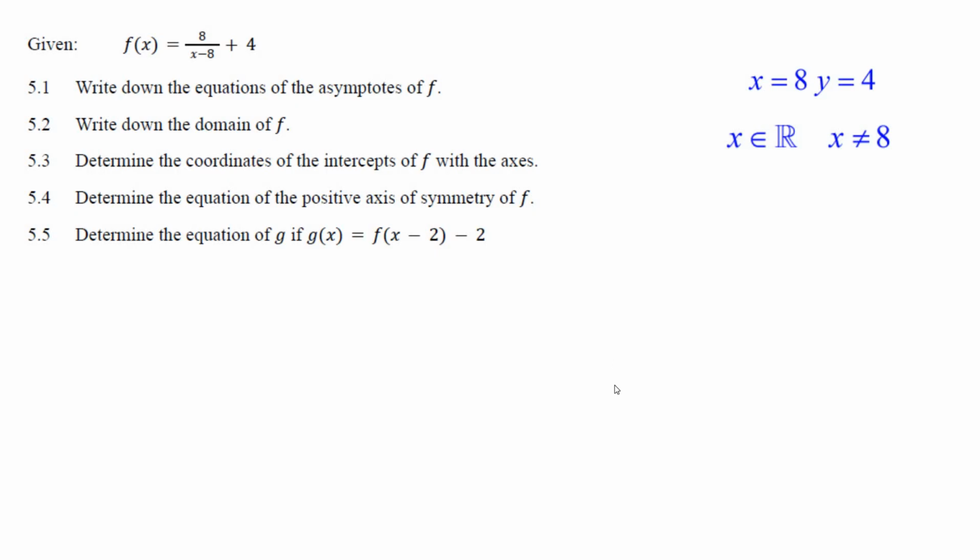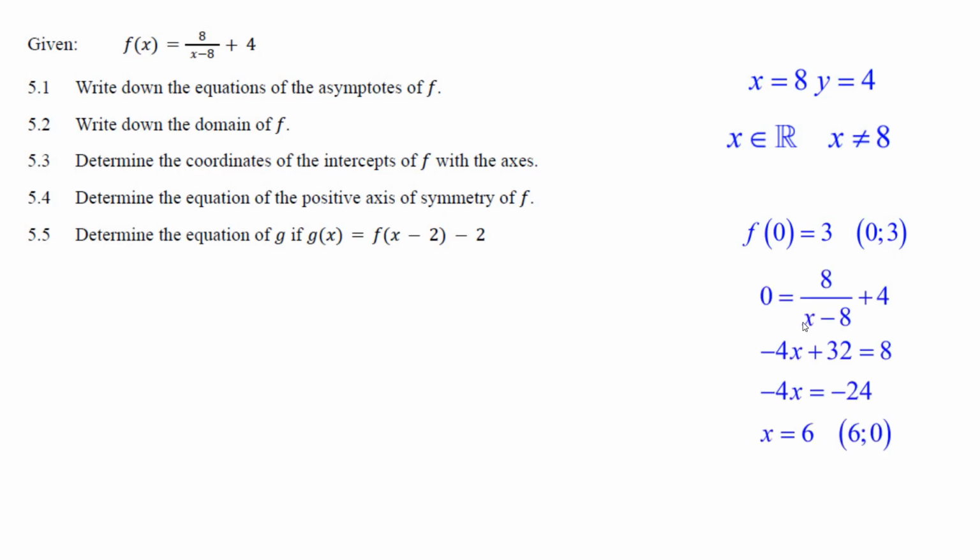Determine the coordinates of the intercepts. Well, the first one that's easy is just the y-intercept. You just put 0 in there, and you go 8 divided by negative 8 is negative 1 plus 4, it's 3. So (0, 3). That's the y-intercept. Yeah, that's where it crosses the y-axis.